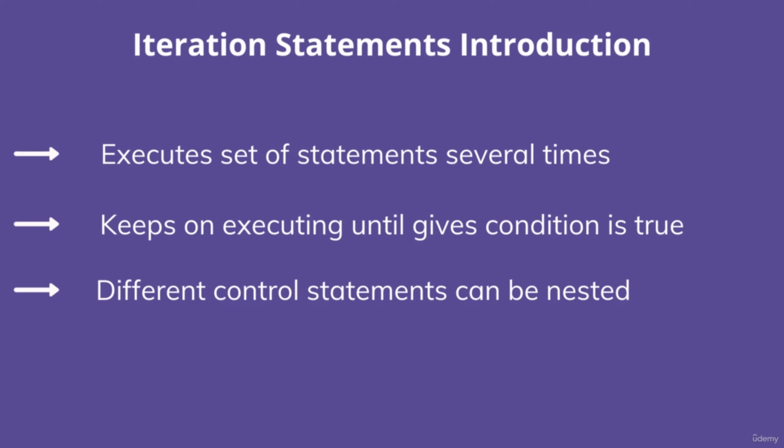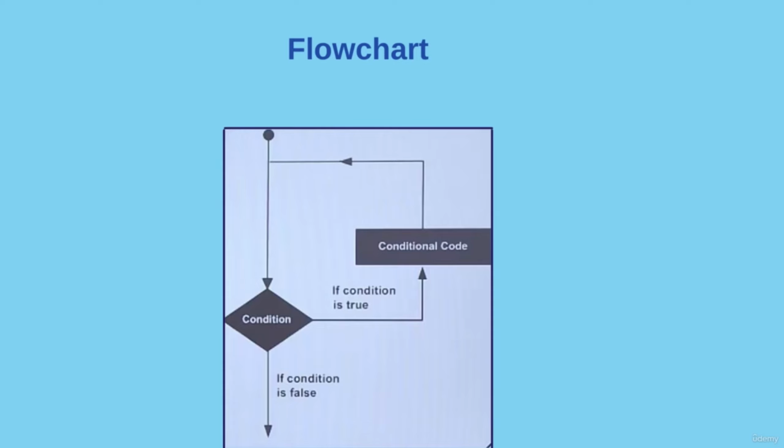So the condition is like the value of i, or whichever variable I am using, should be less than or equal to 100. As soon as the value exceeds 100, the loop must get terminated. So this is what is written here: it keeps on executing until a given condition is true. Whenever you start writing these control statements, whether conditional statements or iteration statements, logically as per your requirement, you can make them nested to any level.